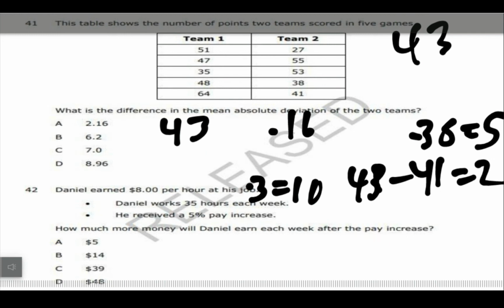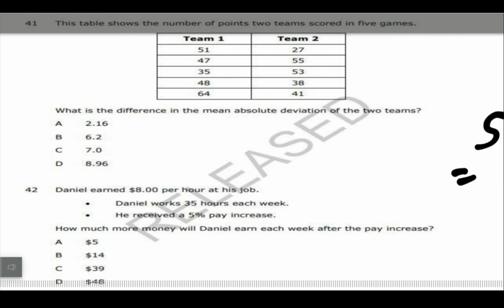All right, then for 42, it says Daniel earned $8 per hour at his job. He works 35 hours each week, and then he received a 5% increase. How much more money did Daniel earn each week after the pay increase?